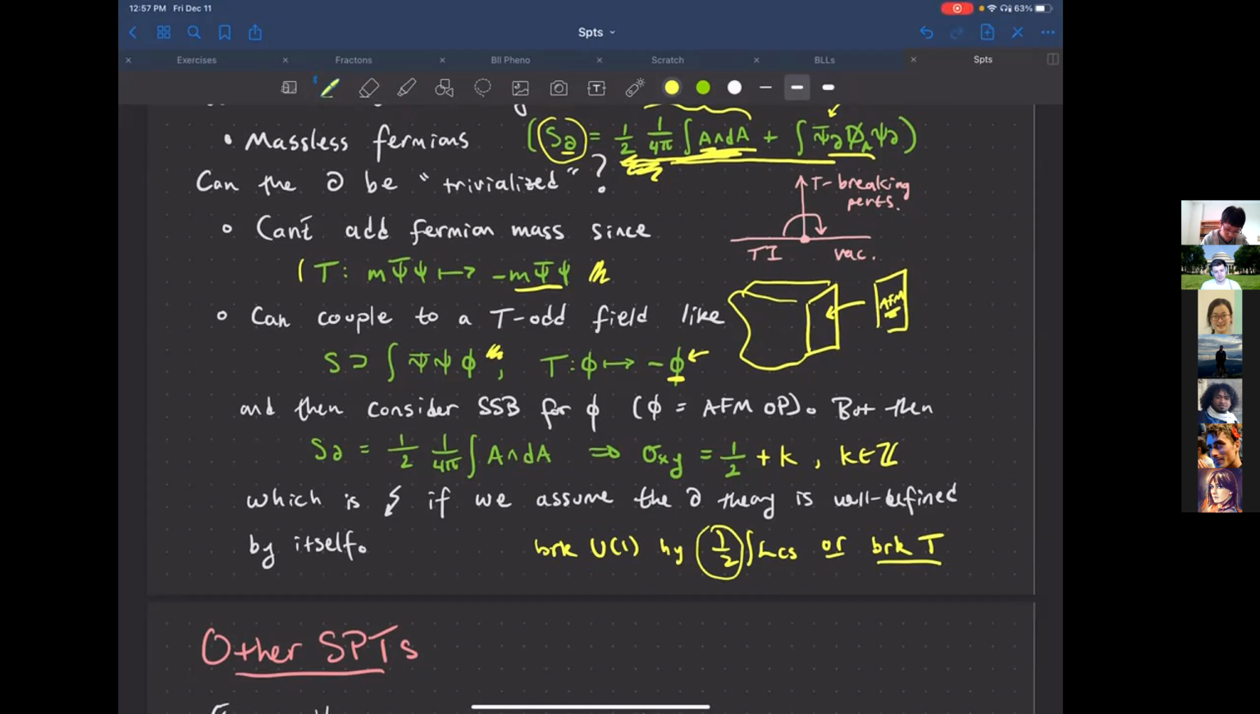Does that make sense? But a simpler question is that you have a TR in the bulk, and if you just break the time reversal symmetry on the boundary, can you get a trivial action on the boundary? So you're saying this SPT is protected by U(1) semi-direct product time reversal. So if the boundary breaks time reversal, it seems that it can be trivial, right?